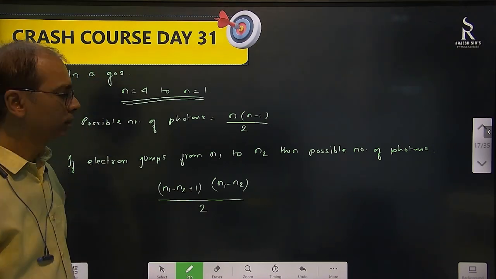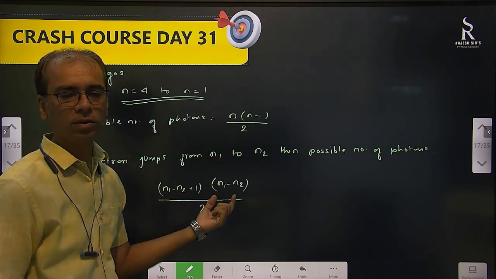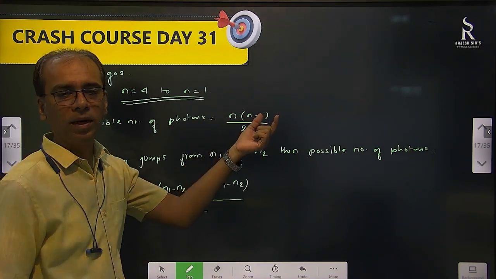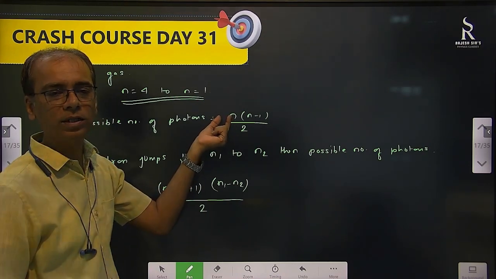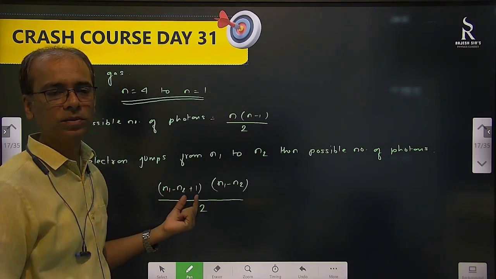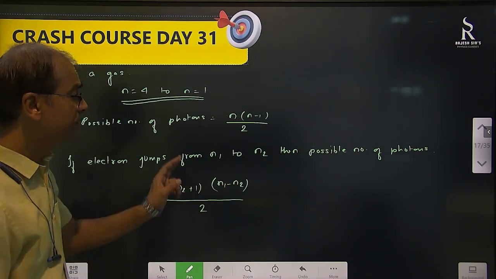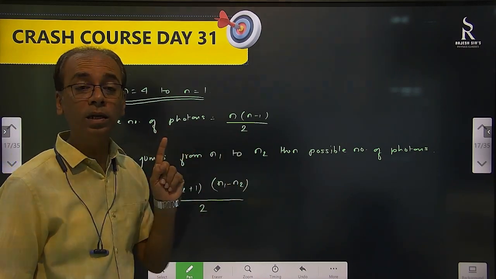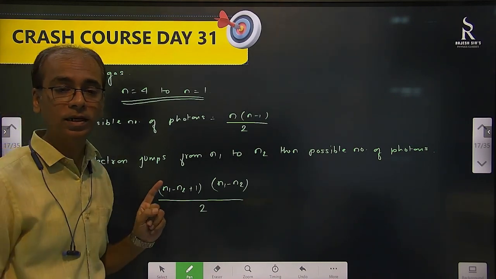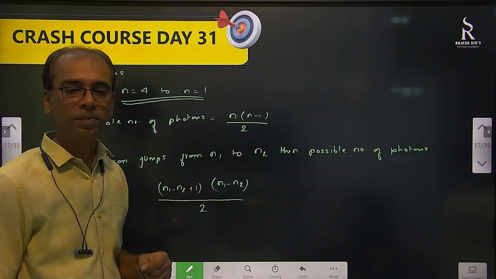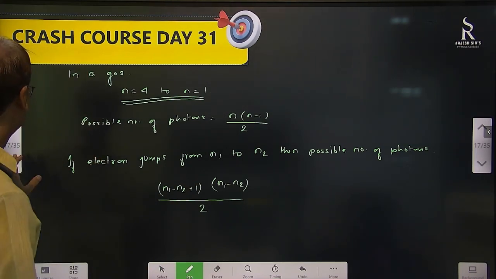This is n1 minus n2. In the place of n minus 1 I am writing n1 minus n2. And this is n minus 1 plus 1. So what you had written as n minus 1 is now n1 minus n2, so n1 minus n2 plus 1. These are the possible number of photons if an electron is jumping from n1 to n2 in a gas, not in a single atom. In a single atom, this is not possible. Okay, clear? This is about the emission spectrum.